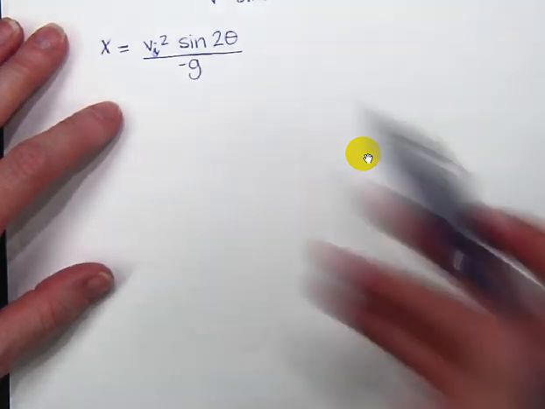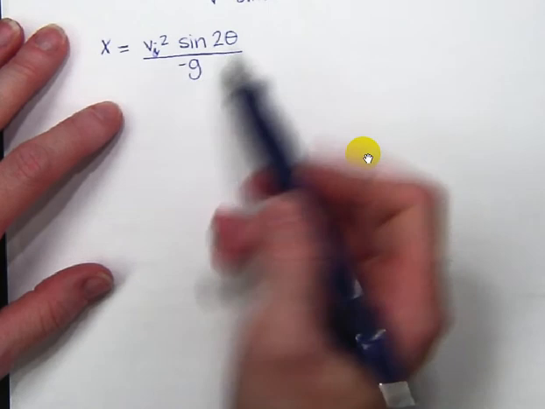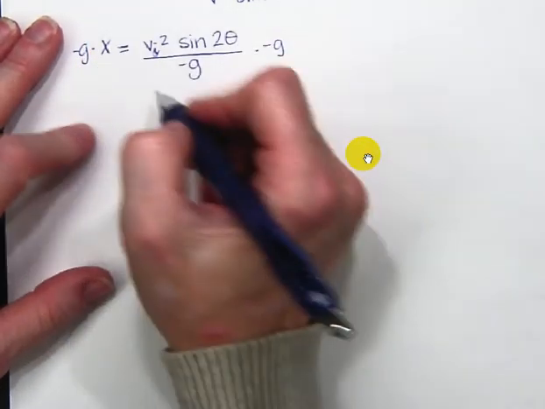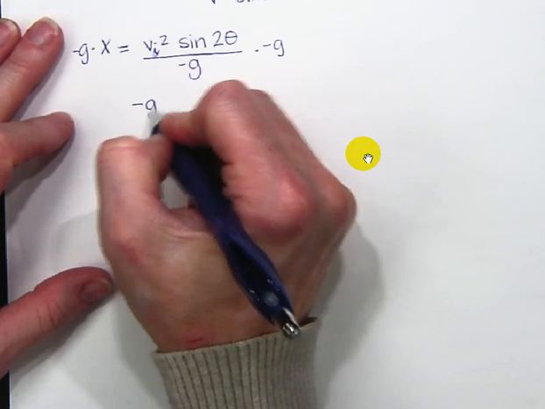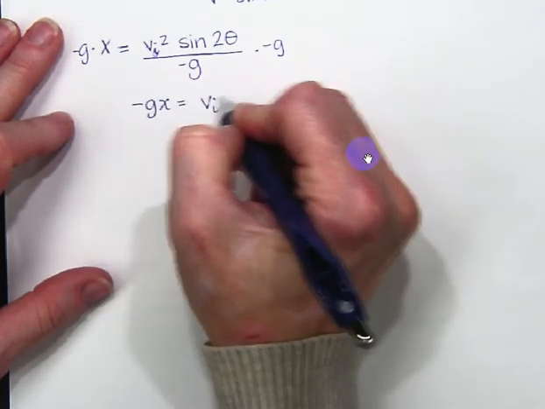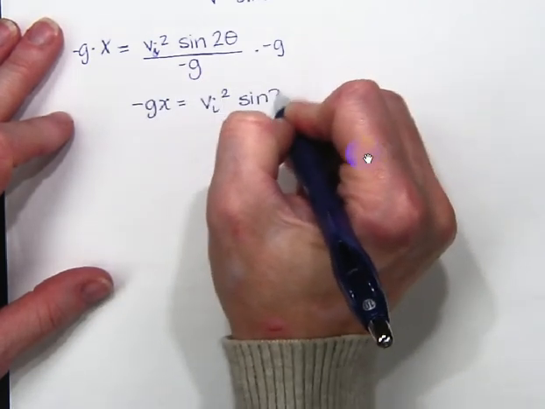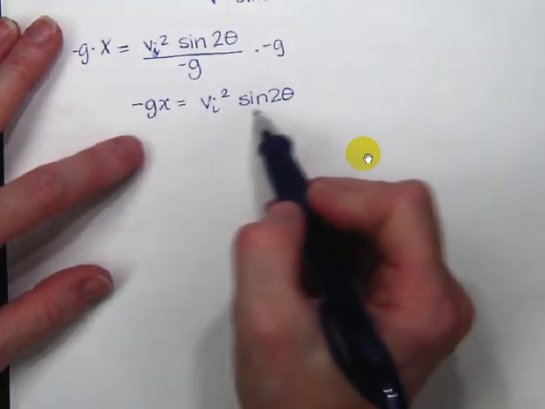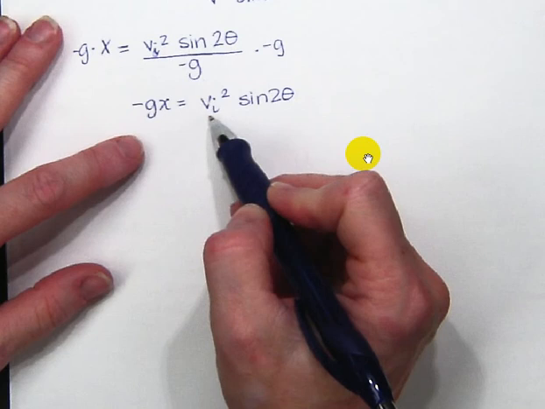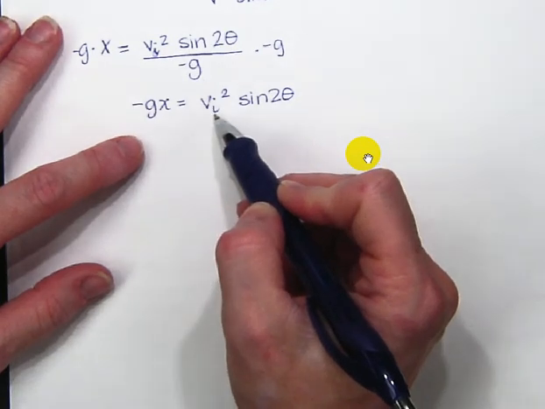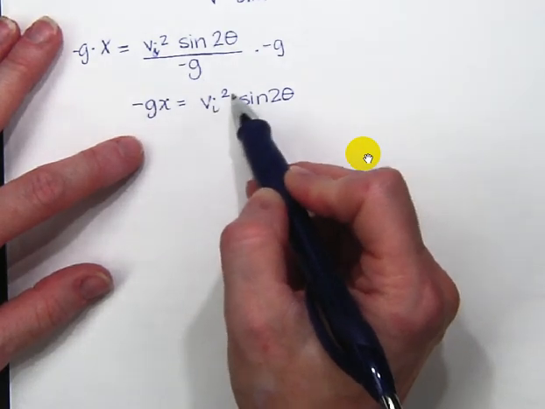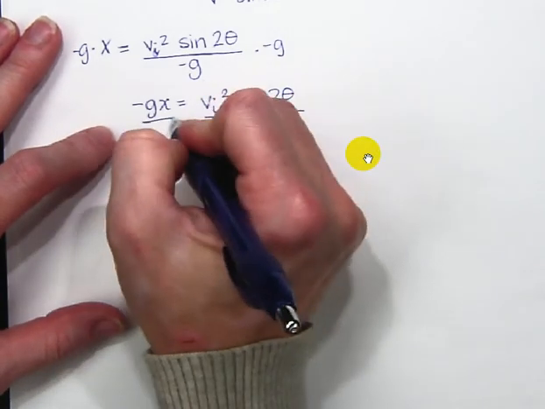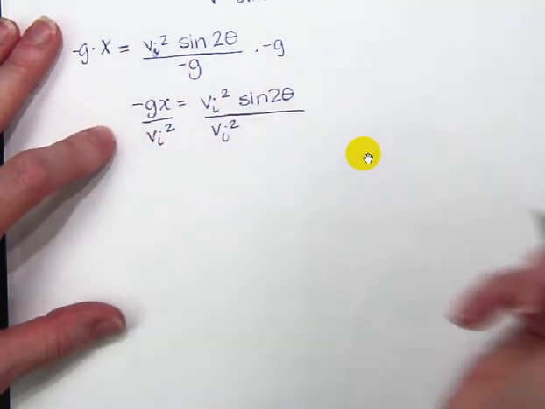So again, in order to undo dividing by negative g, I need to multiply both sides by negative g. And then in order to get the 2 theta by itself, the first thing I need to do is remove the initial velocity. So instead of multiplying by the initial velocity squared, to undo it, the inverse operation is divide. So I'm going to divide both sides by the initial velocity squared.